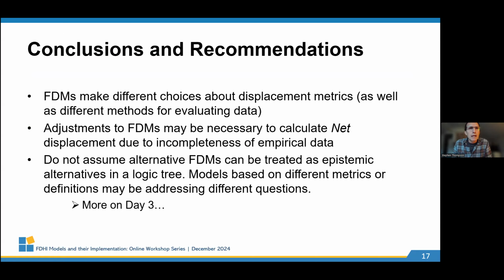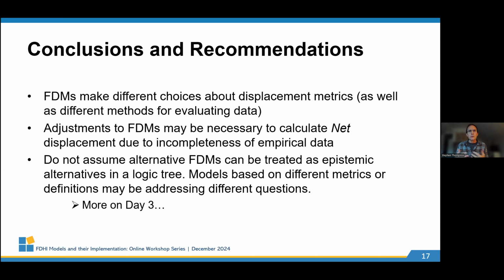Okay, and then my last slide. So, conclusions. The different fault displacement models and the model teams have made different choices about which displacement metrics they use, and, as we'll see tomorrow, some different methods for evaluating the data. But important for implementing these models, adjustments to the fault displacement models may be necessary if calculating true net displacement is a project goal. That's largely due to the incompleteness of the empirical data which we have available.